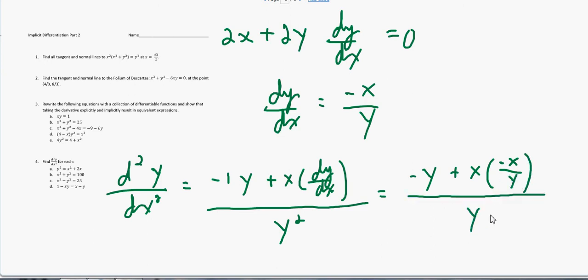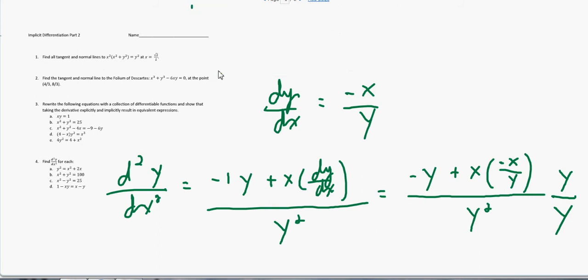Over y squared. You don't want the complex fraction, so you multiply by the denominator. This is going to give us, multiplying by y, negative y squared minus, the y's cancel, so x times negative x is negative x squared over y cubed. And now that's a fine answer as well. You can leave it like that.